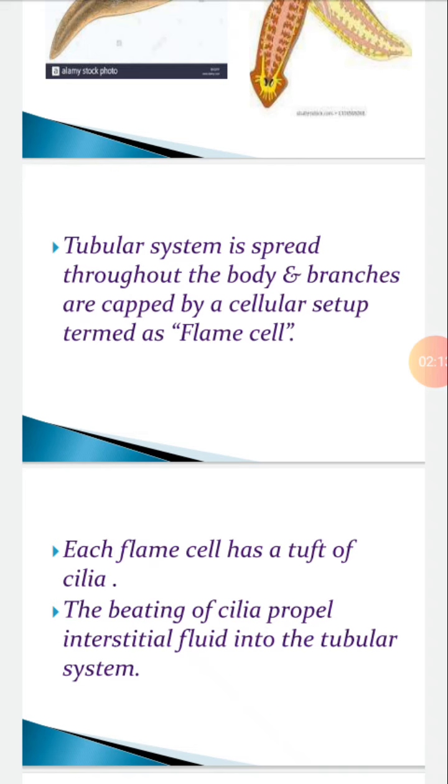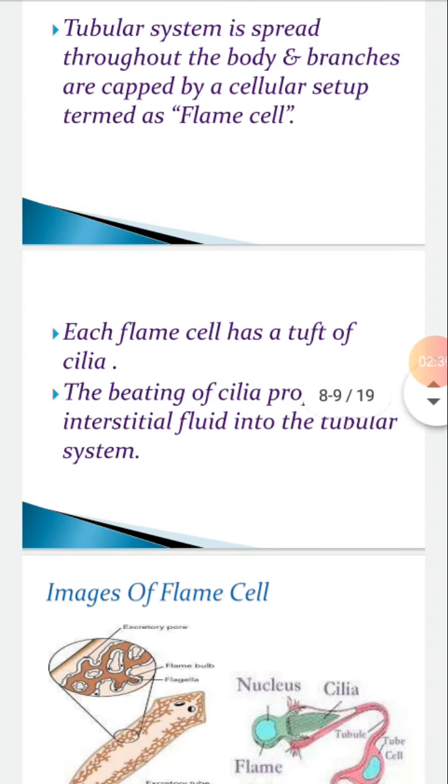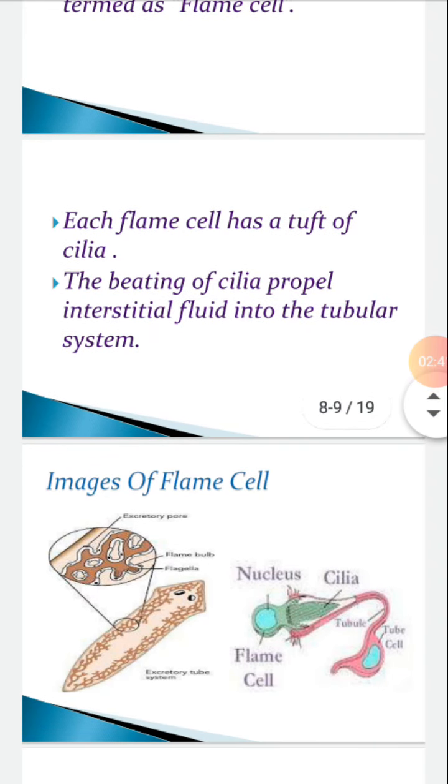This fluid is called interstitial fluid. Now, what is the definition of this fluid? Interstitial fluid is found in the spaces around the cells. It comes from the substances that leak out of blood capillaries. It helps to bring oxygen to the cells and remove waste from them. Images of a flame cell, which consists of cilia and a nucleus.